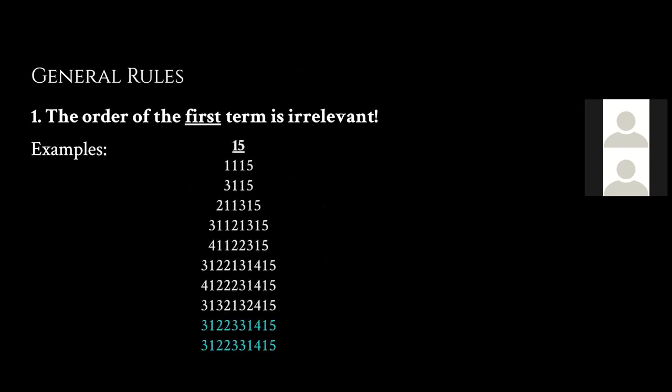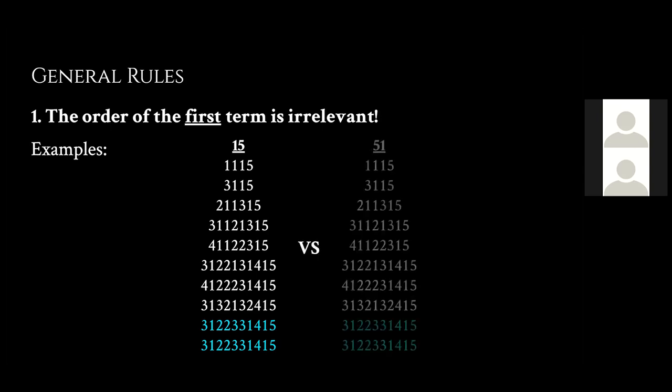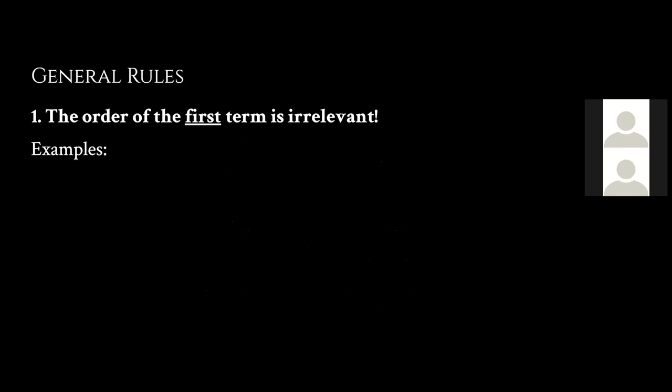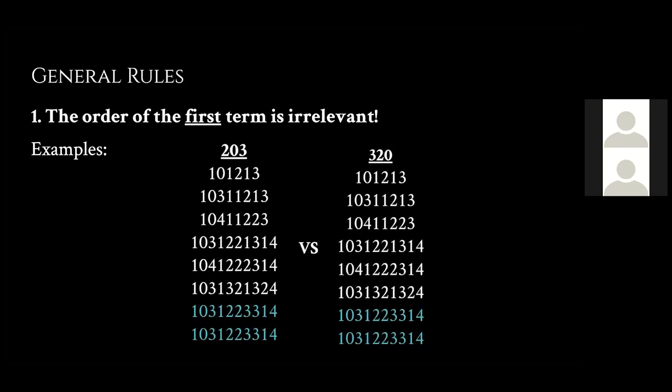So if we start with 15, for example, we're going to come to right here where we have this self-describing term at the end. But if we take this first term and switch those digits around to be 51, it's going to be exactly the same after the first term. So as you can see, those will be identical. And we have one more example of 203 versus 320. And if you look at everything from the second term on, they're exactly identical.